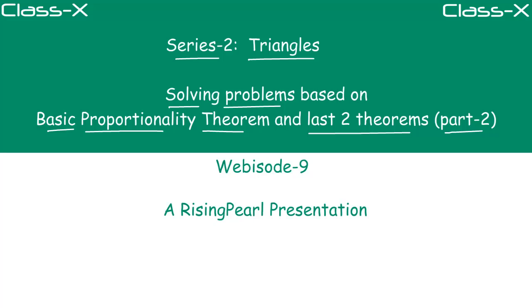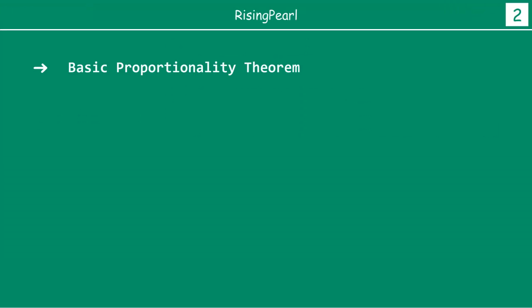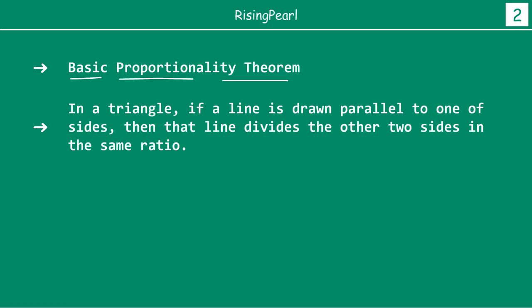So what are the three theorems or concepts we are talking about? The first one is basic proportionality theorem, also known as Thales theorem. We looked at this in episode number 5. The next theorem was: in a triangle, if a line is drawn parallel to one side of a triangle, then that line divides other two sides in the same ratio. We looked at this very important theorem in webisode number 6.